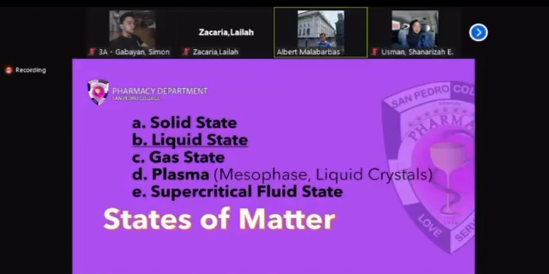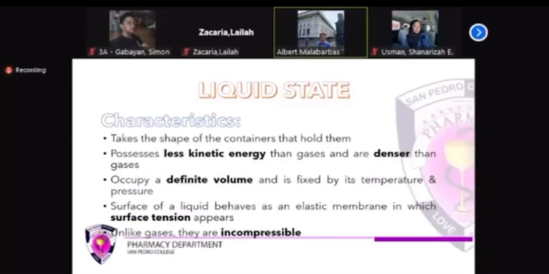Okay, so the next one we have, our second to the last topic for physical pharmacy, is about the liquid state. And this is the bulkier part of our lesson. So liquid state. The characteristics of your liquids: they take the shape of the containers that hold them. They possess less kinetic energy than gases and are denser than gases. They occupy a definite volume fixed by temperature and pressure. Unlike gases, they are incompressible.